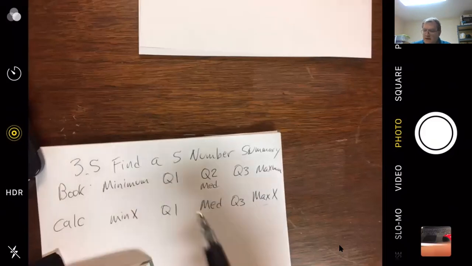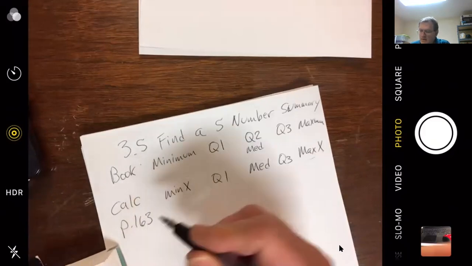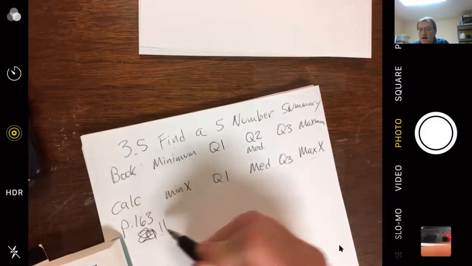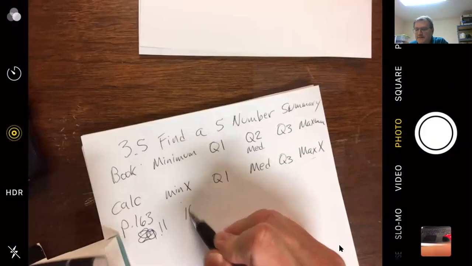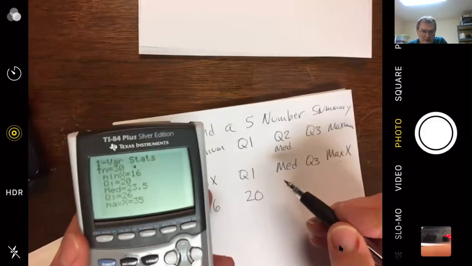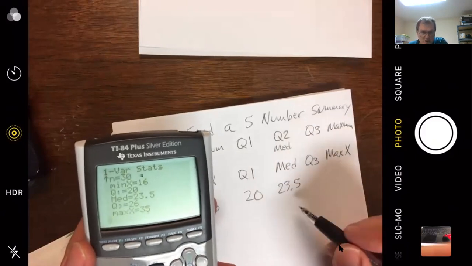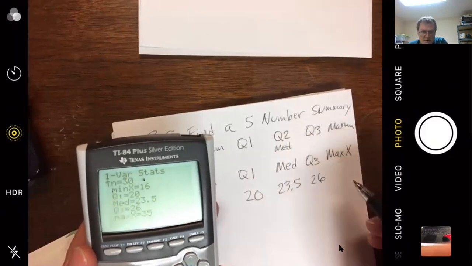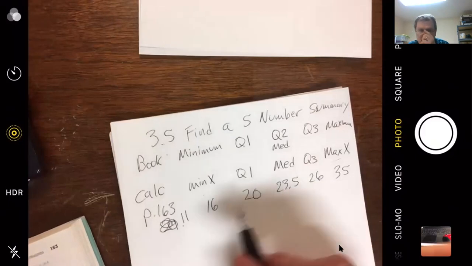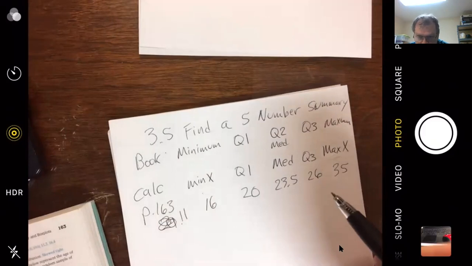So if you wrote down, this is for page 163. This is problem 11, my fault. We have 16. I'm writing it out horizontally. 20 for Q1. Median is 23.5. Book calls it Q2. Q3, 26. And the biggest number is 35. So yes, once you enter a set of data, you can read the 5-number summary right off the calculator, on the second page of statistics.